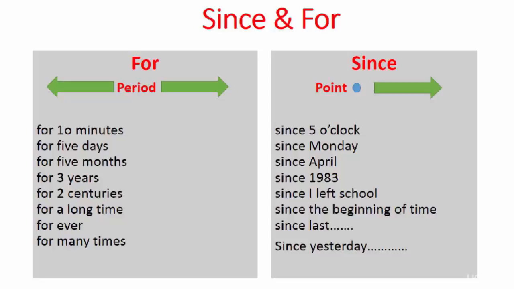With since, you have to mention the exact time. So what time, what day, what month? Okay, good. For example, since 5 o'clock, since Monday, since April, since 1983, or a sentence in the past. Since I left school, since the beginning of time, since last week, since last month, since last year, and since yesterday morning, since yesterday evening.